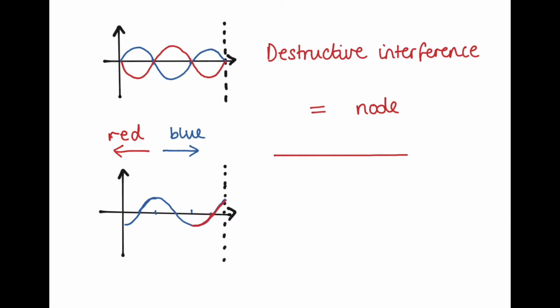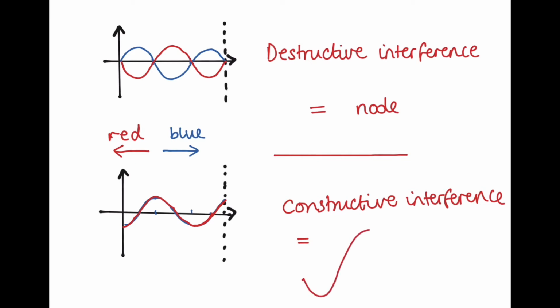Now, if we look at a quarter of a cycle later, the blue wave has moved a little bit to the right, the red wave has moved a little bit more to the left. And what we get is these two waves which are actually overlapping. When this happens, we get constructive interference. This results in something called an antinode on the stationary wave, which is where we get an amplitude which is much bigger than that of the individual progressive waves.